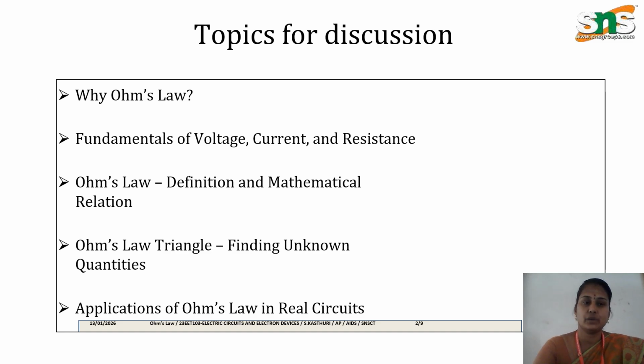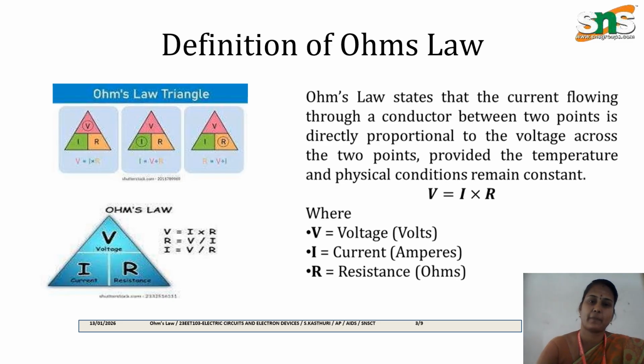So Ohm's law is the foundation for circuit analysis in a DC circuit. As a real-time example, an electrician does not randomly choose wire thickness. He calculates current using Ohm's law to avoid overheating. So, definition of Ohm's law.